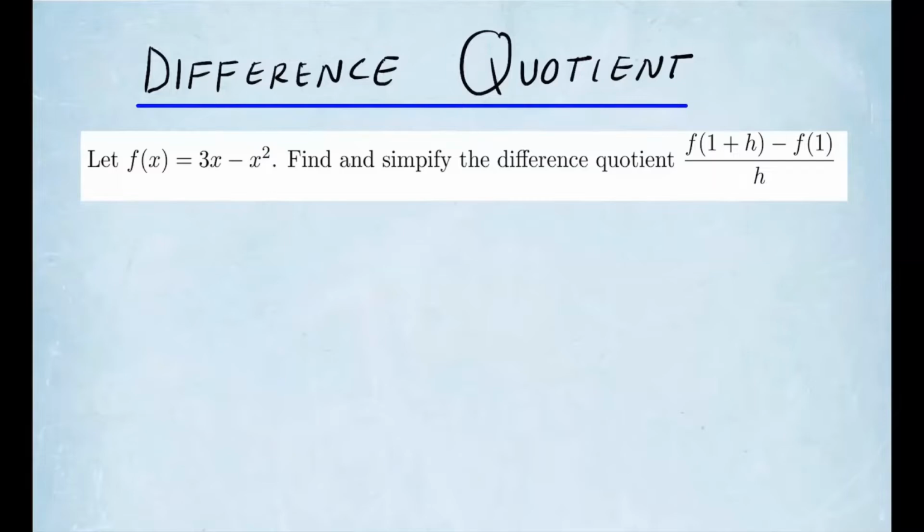So you're going to be finding f of 1 plus h and then f of 1. We're going to subtract them and divide the result by h. So let's go ahead and find these pieces first.